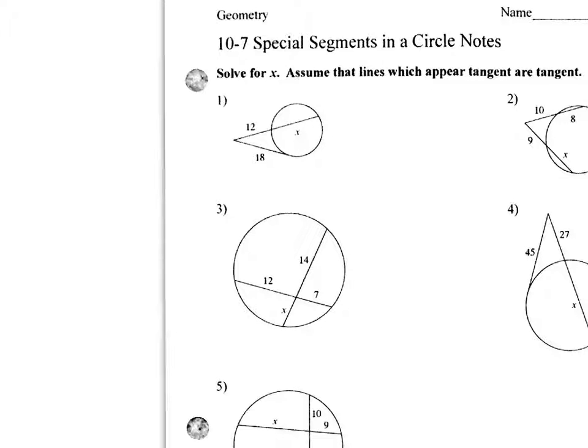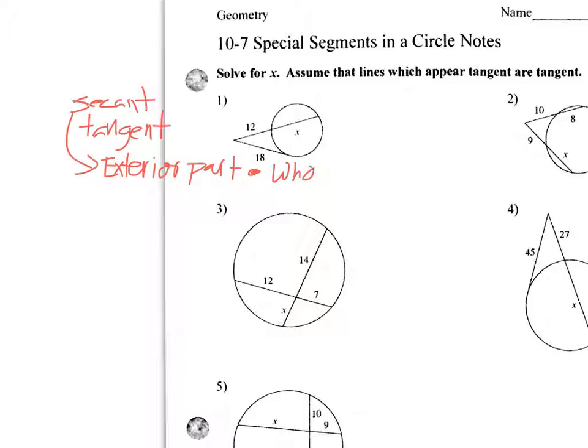So we have secant and tangent. Now what do we do with the secant? In terms of a secant, we do exterior part times whole. What about a tangent? Tangent, I just call it tangent squared. Okay, now, what in the world does all that mean?